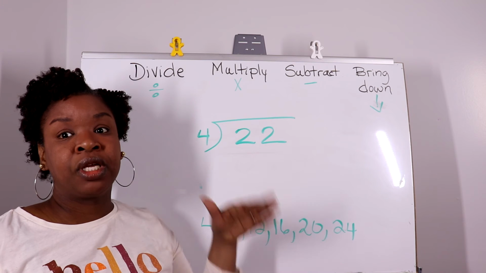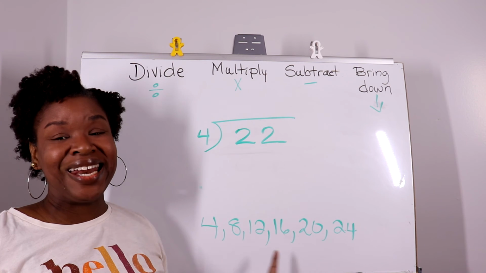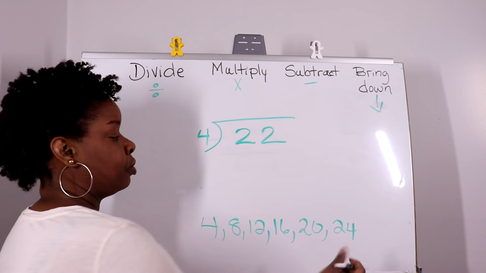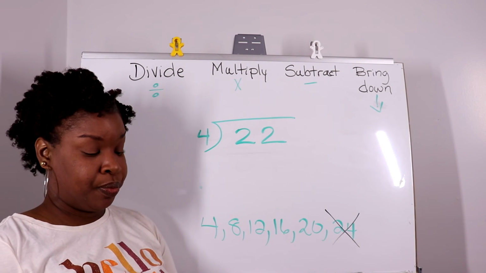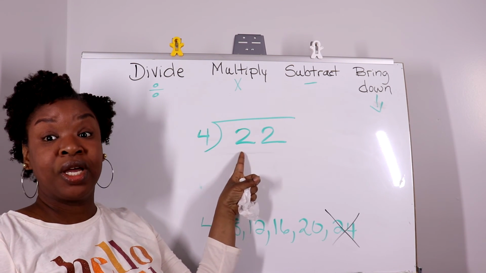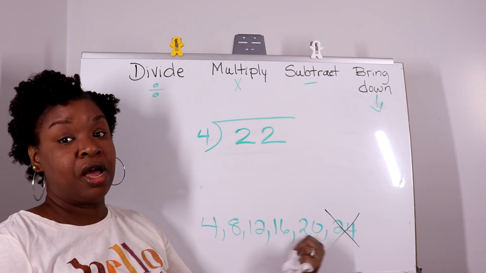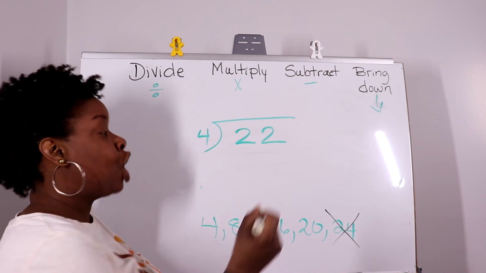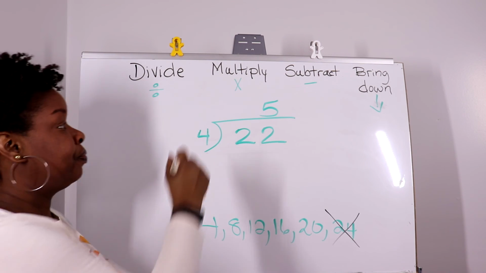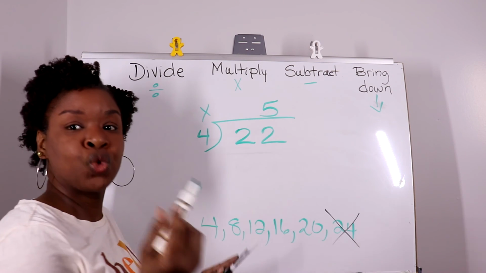So we have 4, 8, 12, 16, 20, and 24. We need to know how many times can 4 go into 22. If we look here, we're not going to use any numbers that are larger than 22. So we're going to cross out 24. So that means 4 goes into 22 this amount of times. So now we've got to figure it out. 1, 2, 3, 4, 5. So 4 goes into 22 5 times. So we just did our first step, divide. Next step, multiply. 4 times 5 is what? 20.